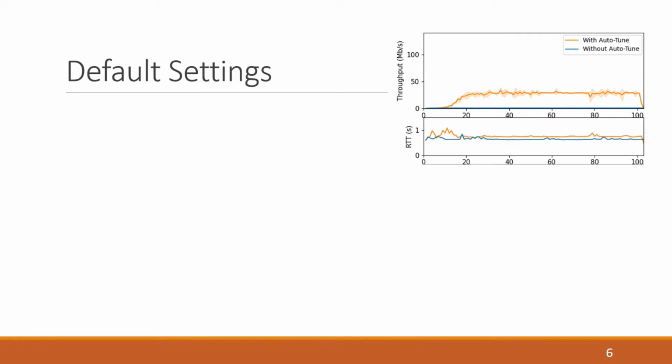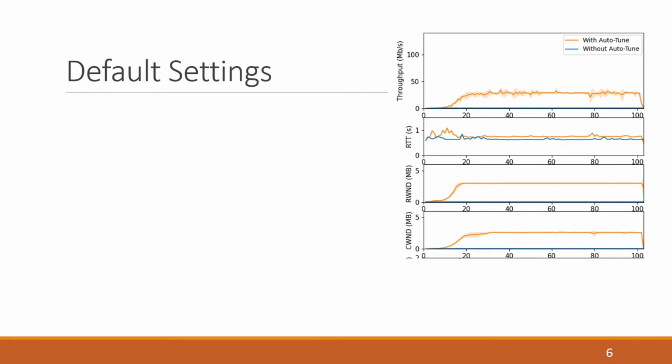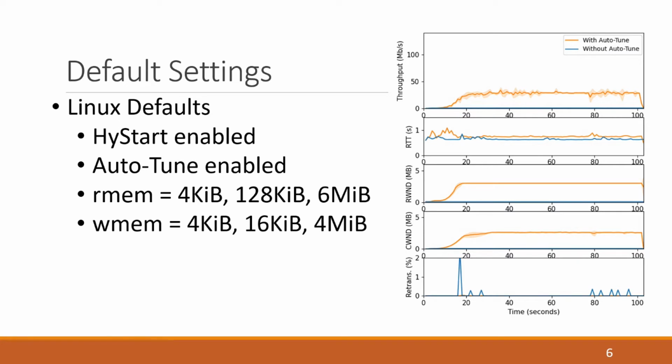We also collected other statistics, such as the round-trip time, the advertised receiver window in megabytes, the advertised congestion window in megabytes, and the retransmission rate. This was an initial trial with all of the Linux default settings, so HyStart is enabled, and by default AutoTune is enabled, but we are testing with and without AutoTune to evaluate some claims about its startup performance impact. We also have left the receiver memory and sender memory, or WMM, at their default values.